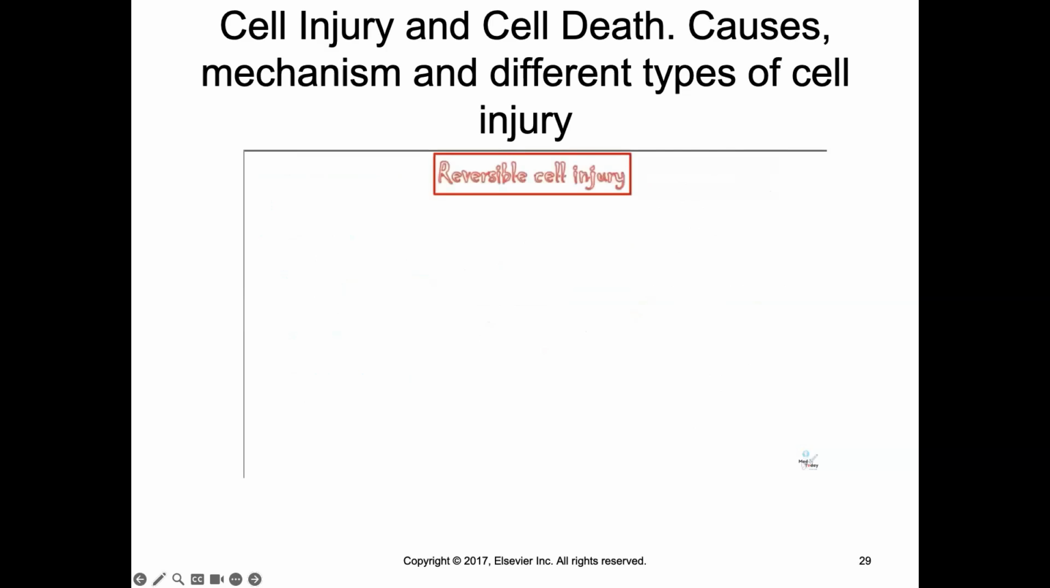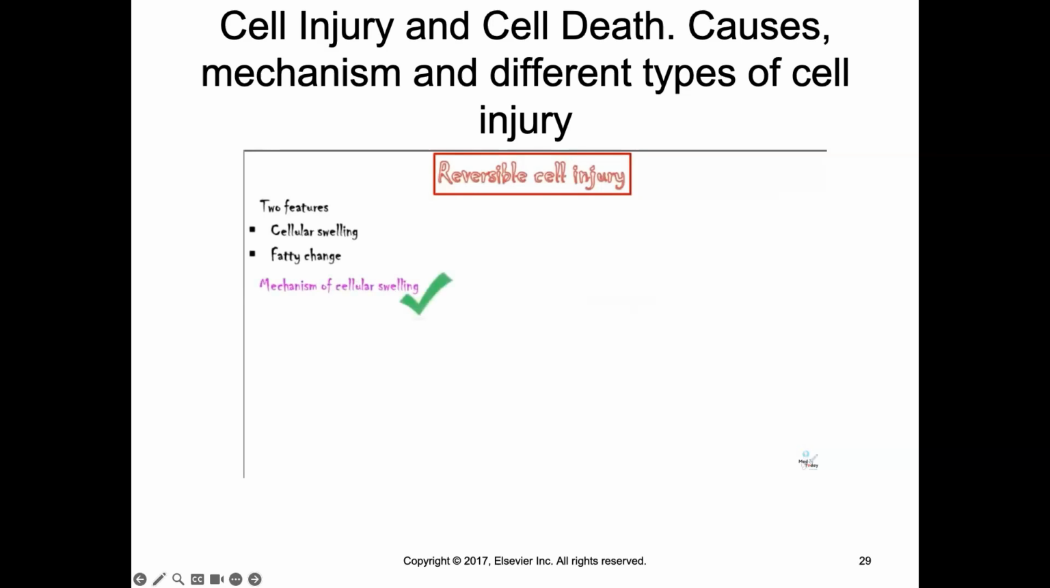Now let's discuss reversible cell injury. There are two features of reversible injury that can be identified by the light microscope. They are cellular swelling and fatty change. As we have discussed the mechanism of cellular swelling, let's discuss the microscopic features of a swollen cell.